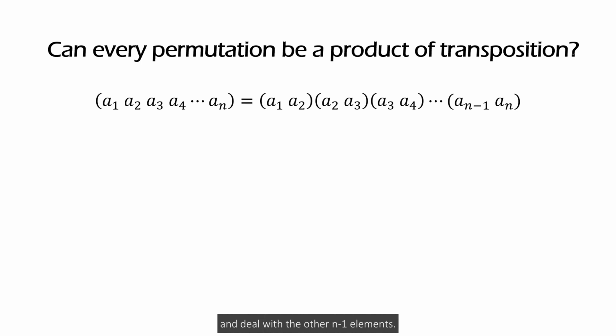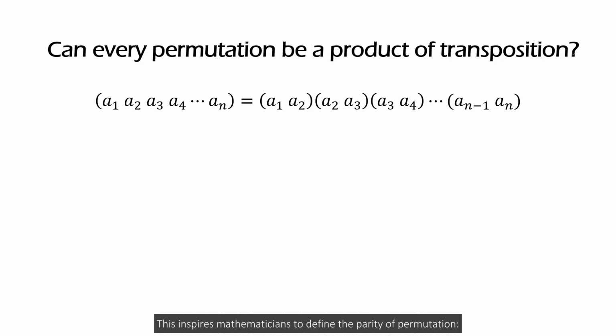Now let's get back to some abstract concepts about permutations. First, can every permutation be a product of transpositions? The answer is yes, and the idea is very simple. Every time you switch two elements out of n elements, you put one element in its right position and deal with the other n-1 elements. The formula is given on the screen. If you now look at the permutation (a1 a2 a3 ... an), it can also be written as the product of n-1 transpositions.